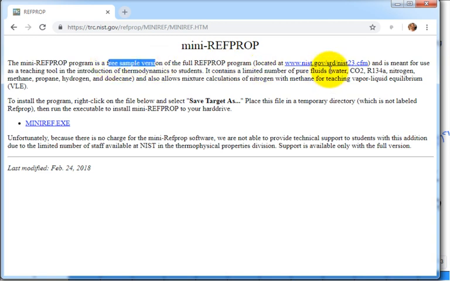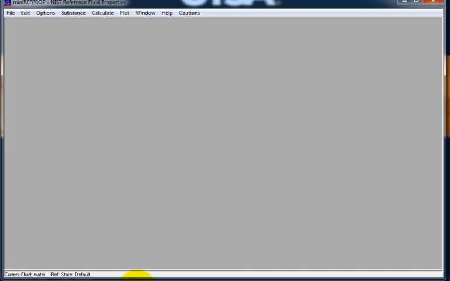It has water, carbon dioxide, refrigerant, nitrogen. It has quite a few things in it, but the only thing we're interested in is water for this problem. Then you download it, put it on your machine and run it. When I have it on my machine, I'll have a little shortcut to start it. I started it up, and we're ready to start executing.